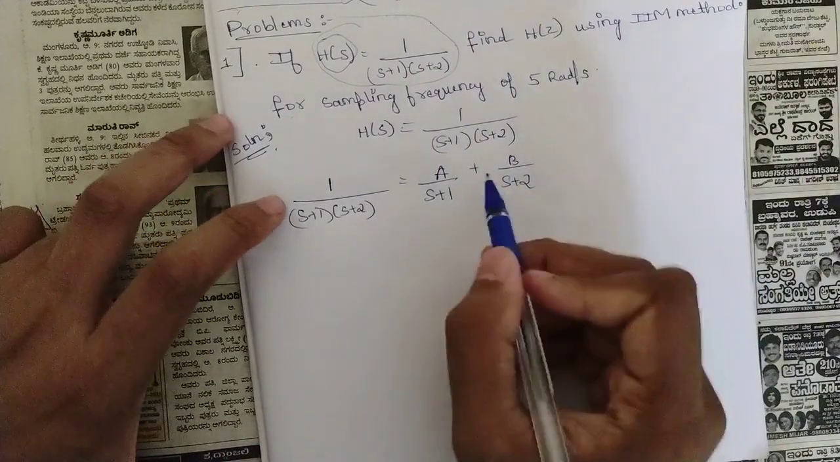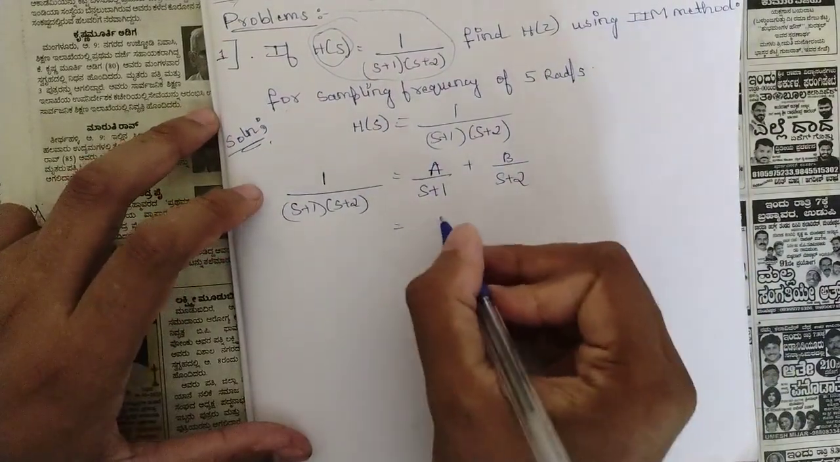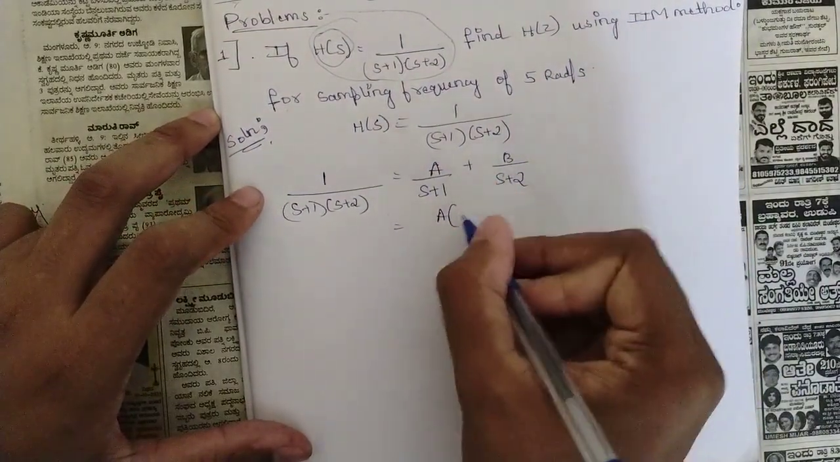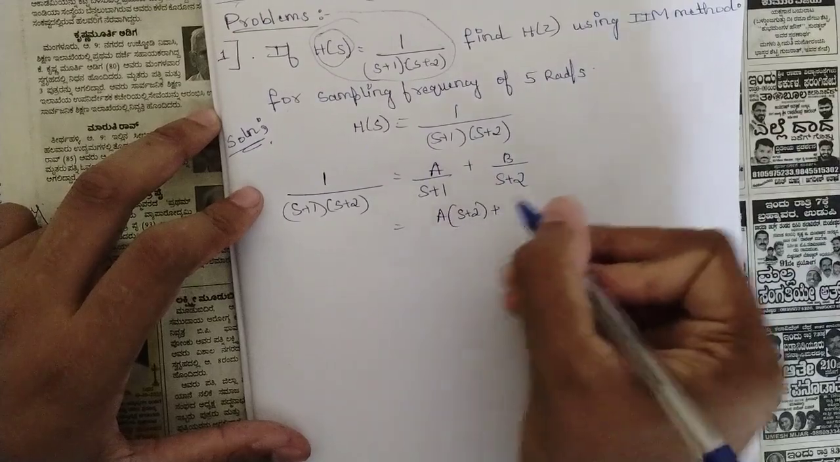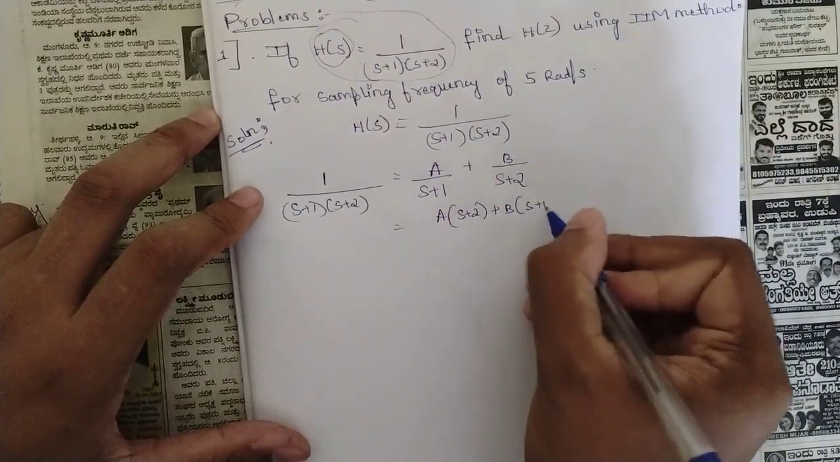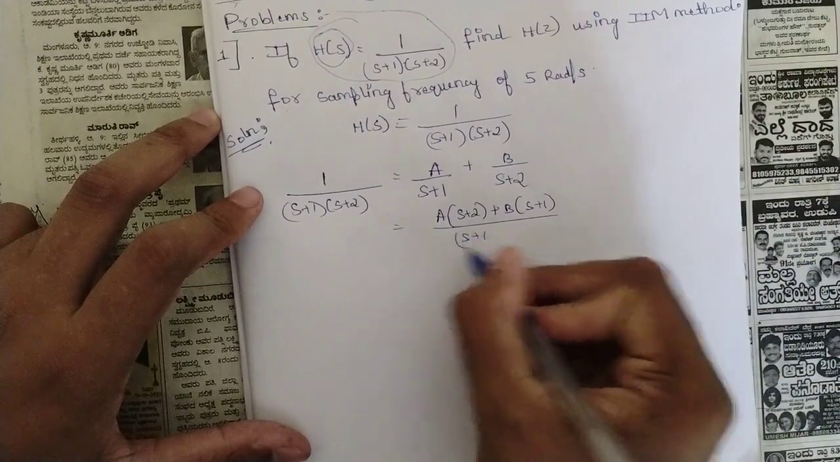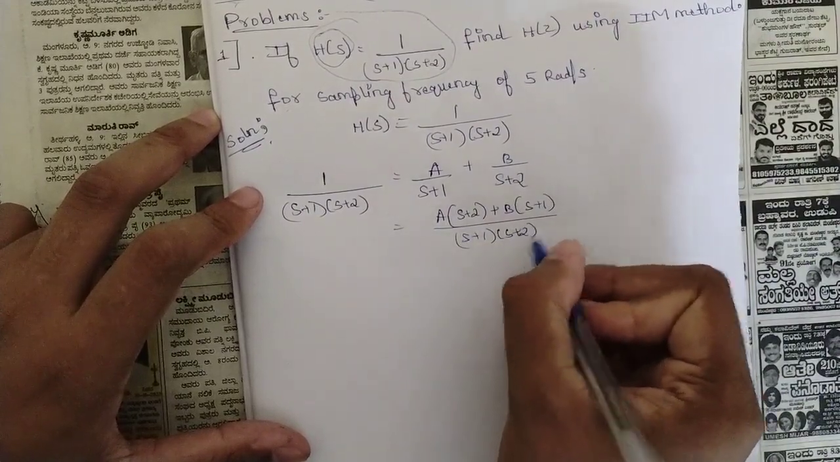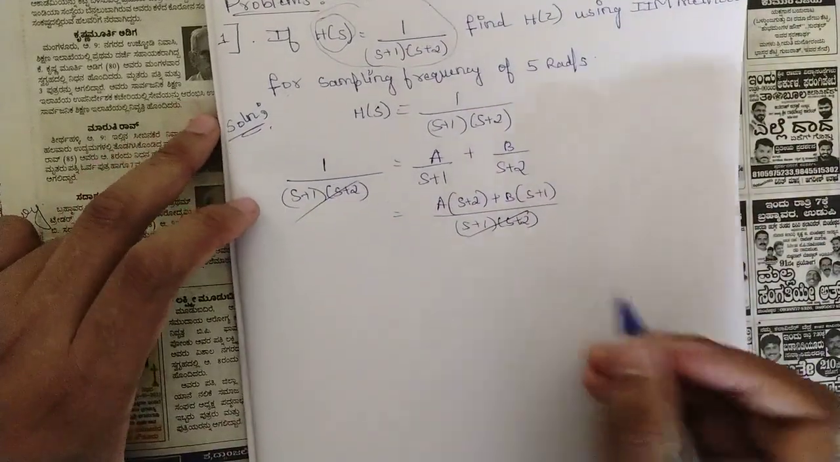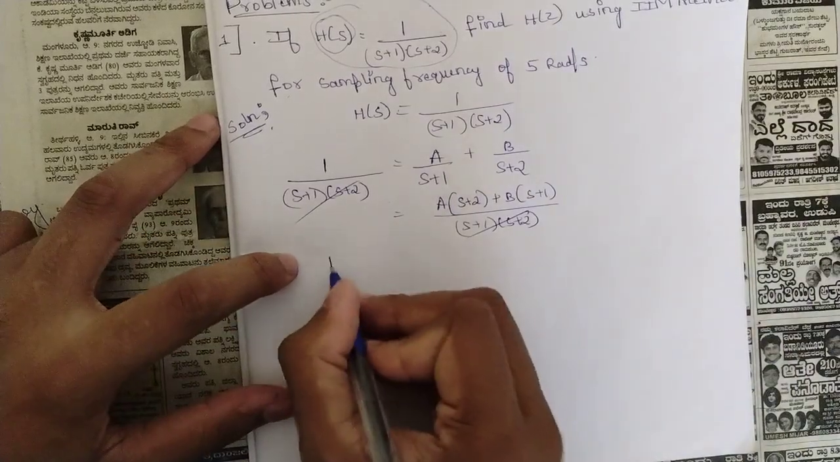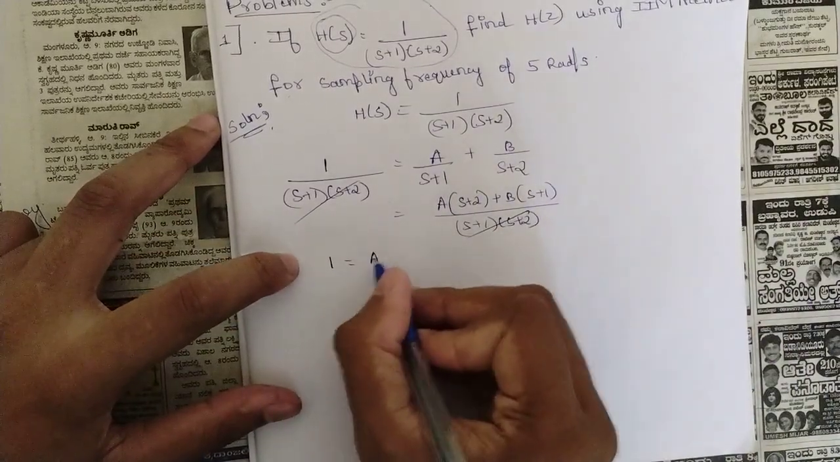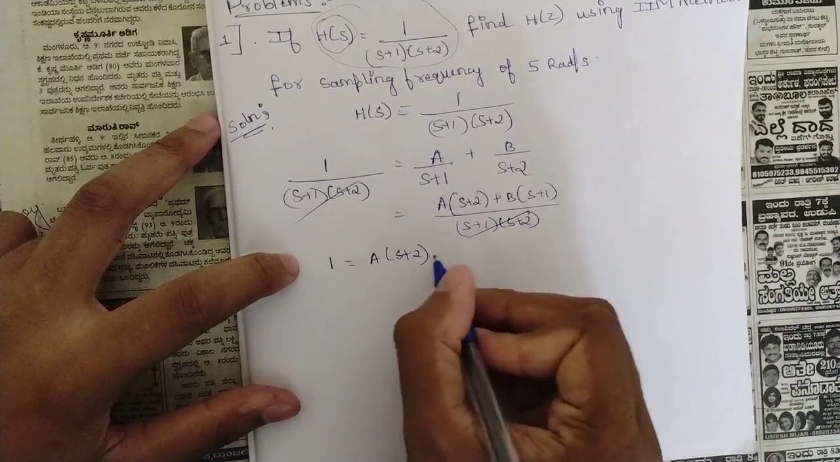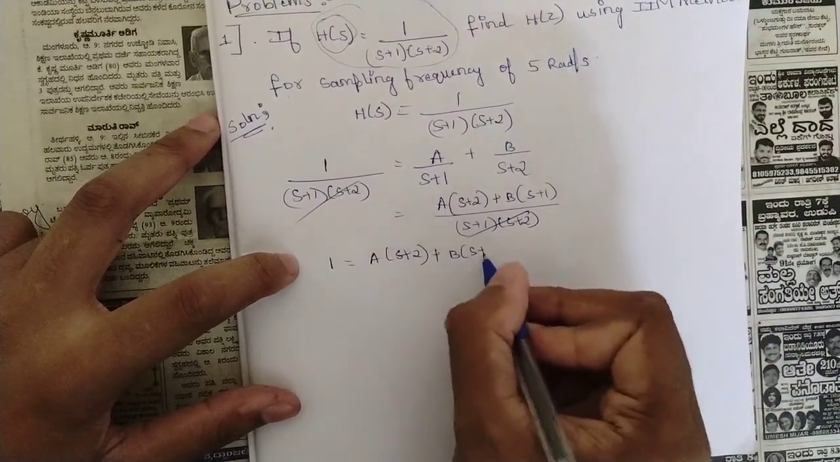Now in order to cancel the denominator we should cross multiply and solve, that is A into (s plus 2) plus B into (s plus 1) divided by (s plus 1) into (s plus 2), so that the denominators get cancelled and we are left with 1 is equal to A into (s plus 2) plus B into (s plus 1), right?